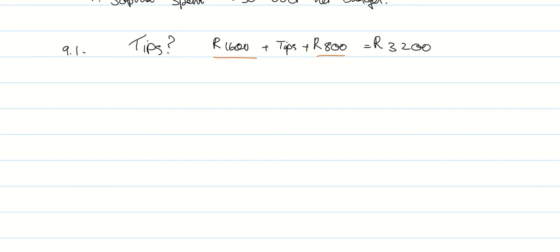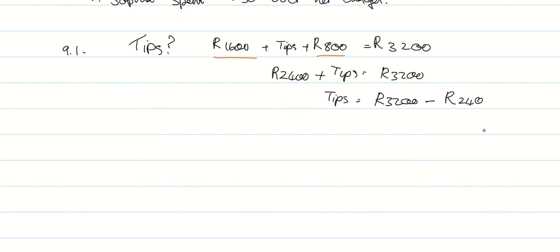1,600 plus 800 is equal to 2,400. Plus tips is equal to 3,200. But what do I want? What is the question there? I wanted the tips. So tips is equal to 3,200, and this is a positive on this side, so if I take it to the other side, it becomes a negative. Minus 2,400, and I get a total of 800 rand of tips.